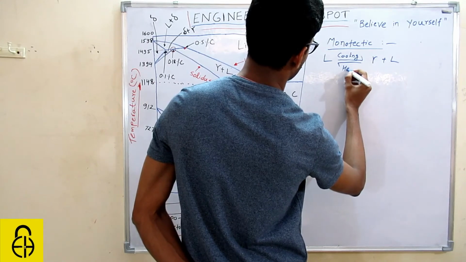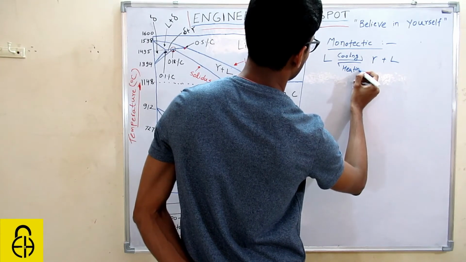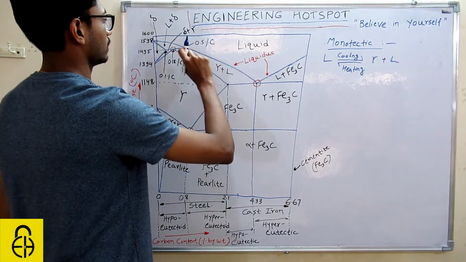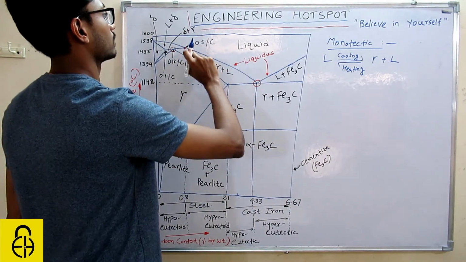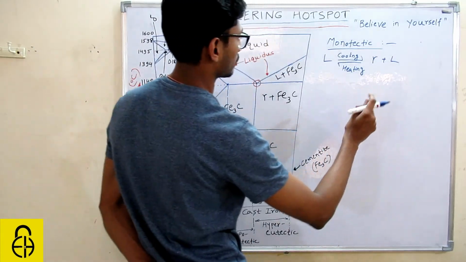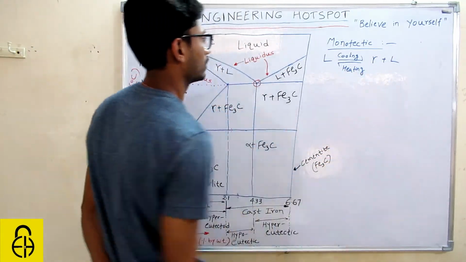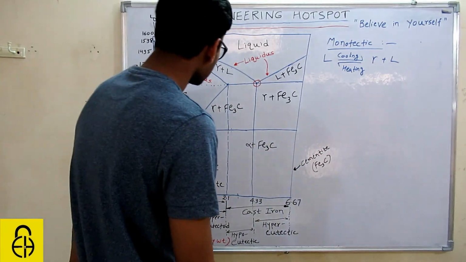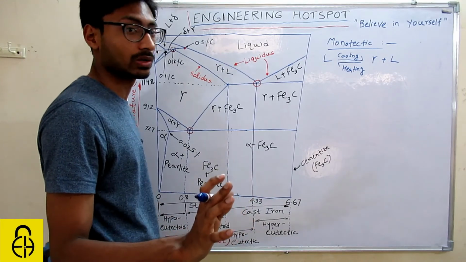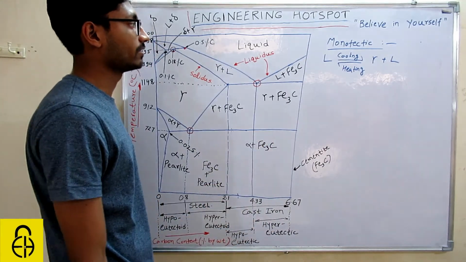But again on heating, if you have gamma plus liquid and you heat it, you will reach this liquid region, you will get liquid phase, okay? So this is also an equilibrium reaction. But this is not an invariant point.